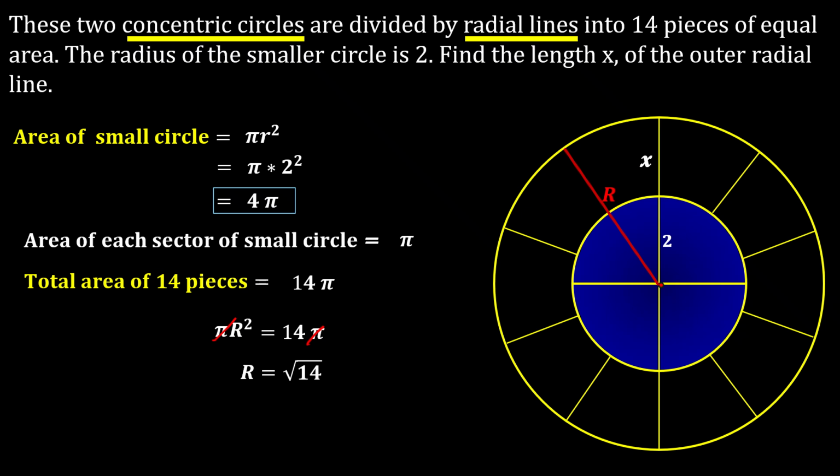And because the question only asks us the length of the outer line, in fact, all of these outer radial lines are of equal length, so hence this length here is also x. And the inner radial line is also 2. So x will be equal to the square root of 14 minus 2. That's it.